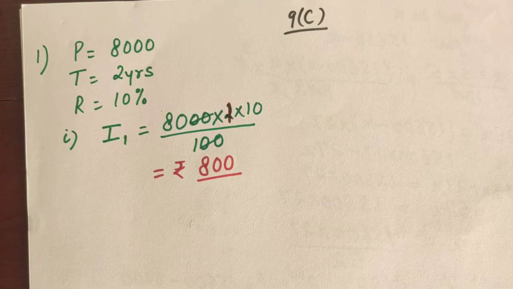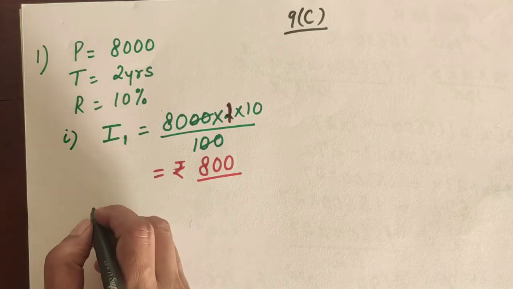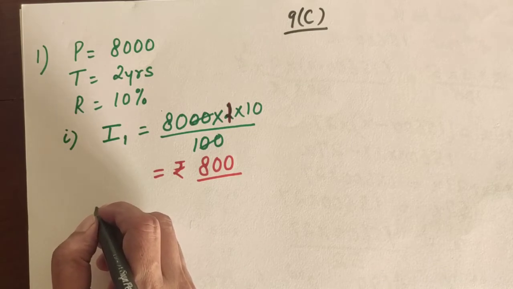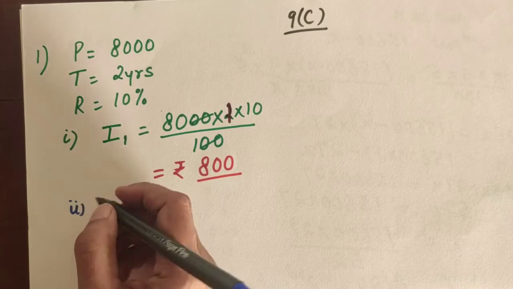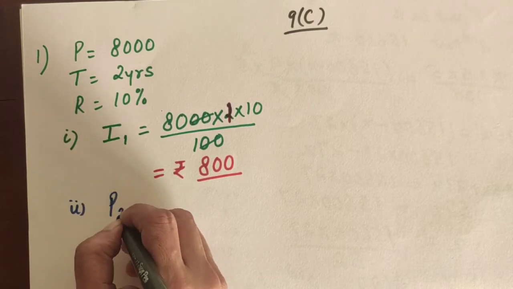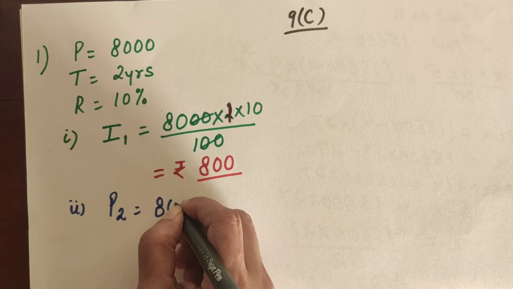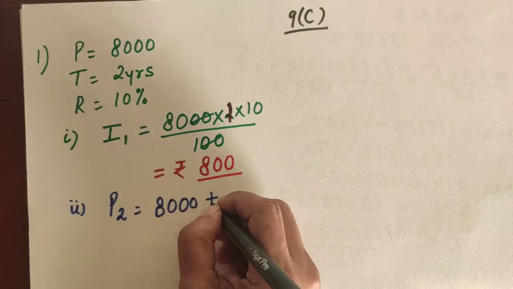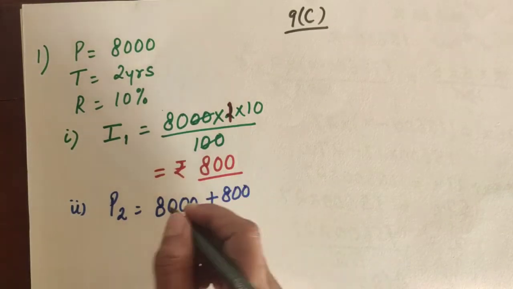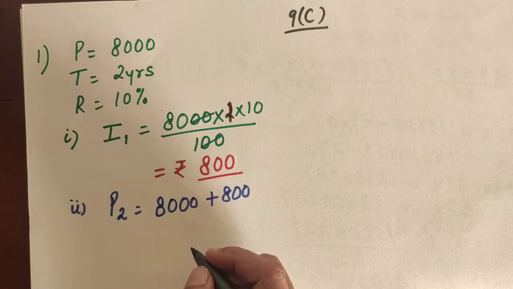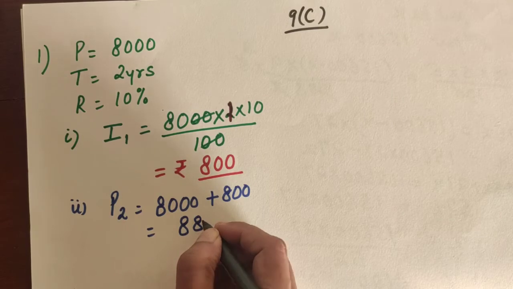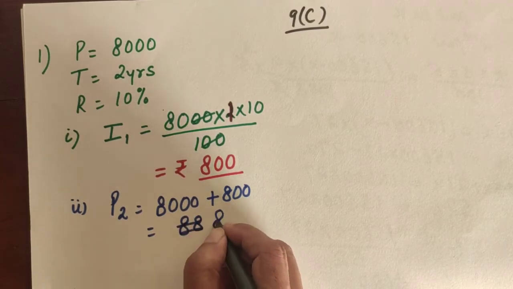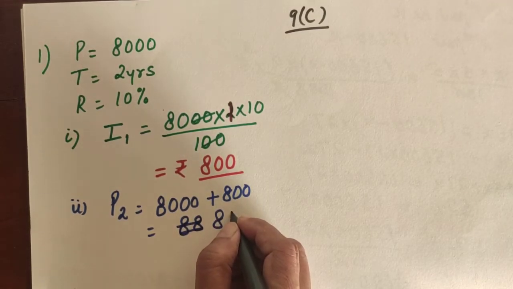Now this interest gets added to the initial principal and that becomes the principal for the second year. So the second part is principal for the second year, which I am writing here as P2, which is 8,000, the original principal, plus 800, which is equal to 8,800 rupees.